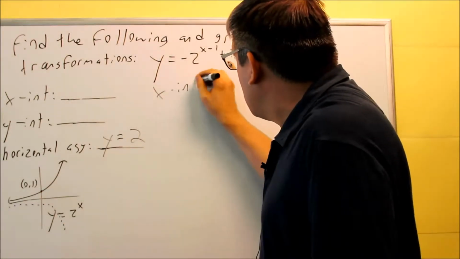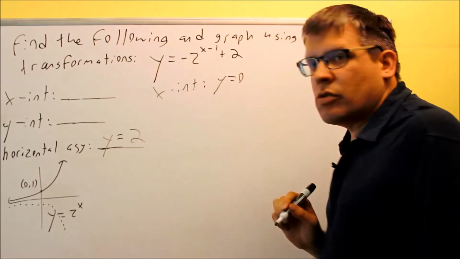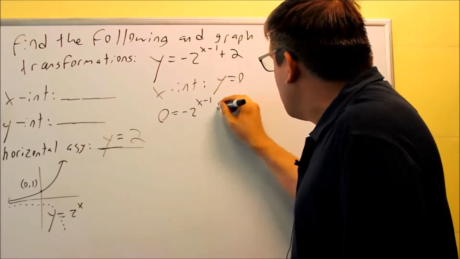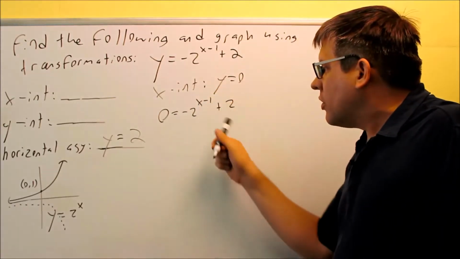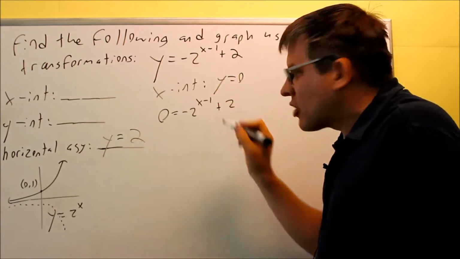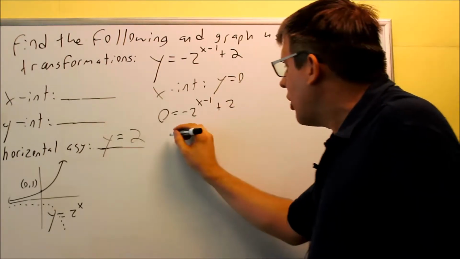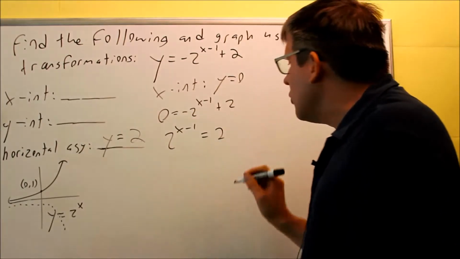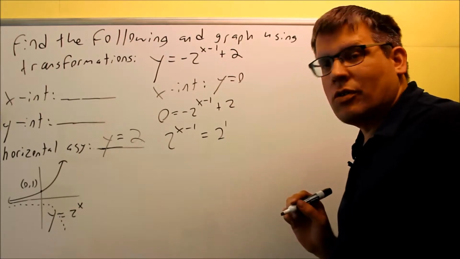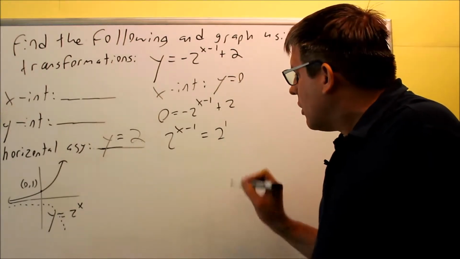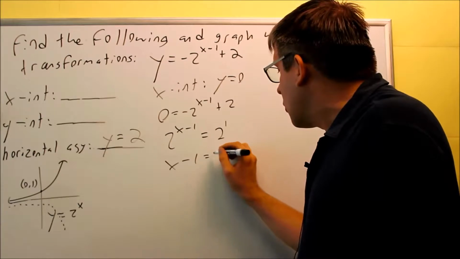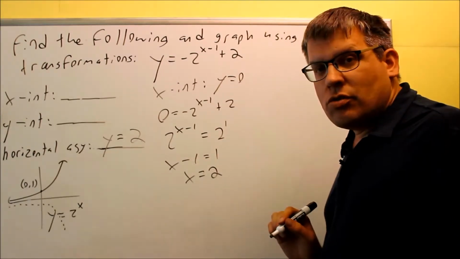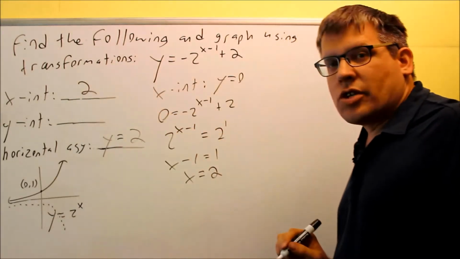For x-intercept, the rule is you're always going to set the y equal to 0. So 0 equals negative 2 to the x minus 1, plus 2. I want to isolate the part that has the exponent in it. So I'm going to move this part, since it's negative, I'll move it across the equal sign. It's going to become positive. So I have 2 to the x minus 1 is going to equal 2, that would be 2 to the first power there. Bases are equal. We'll set the exponents equal because of the equal basis property. Add 1 to both sides. We get x is equal to 2. So 2 is going to be our x-intercept.